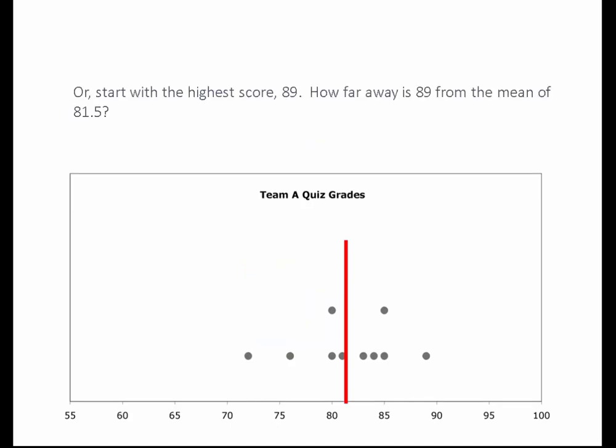Could also look at the highest score. Let's look at this one. Here the difference is, this is 89, and then the difference to 81.5. There we go. The difference is 7.5. Yeah, so that's very straightforward. You have the mean, and then you look at the difference from the mean to each of the observations.